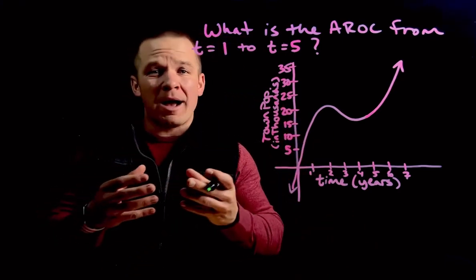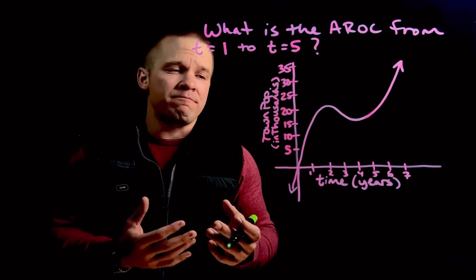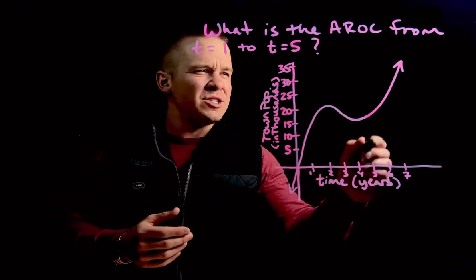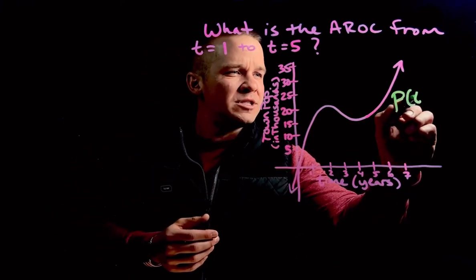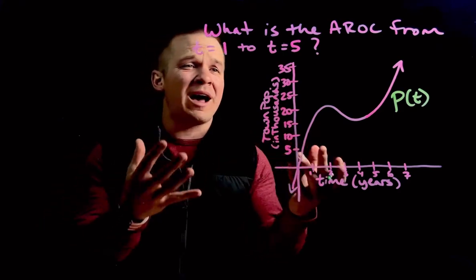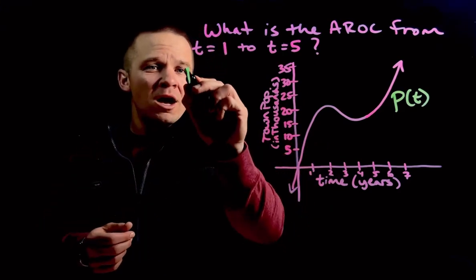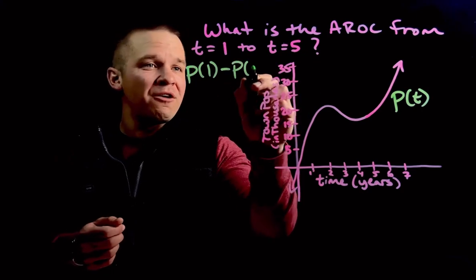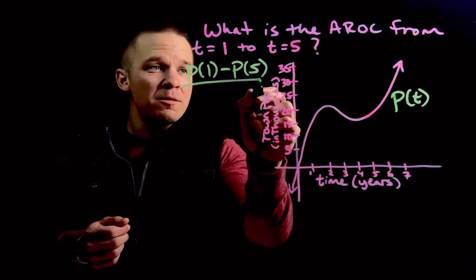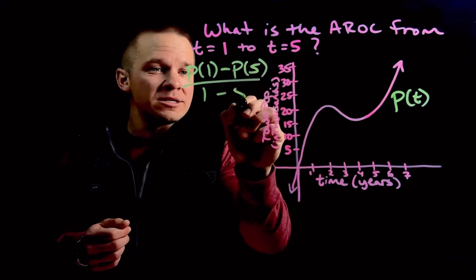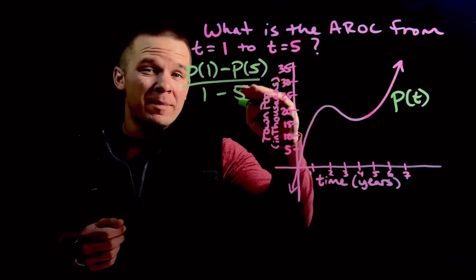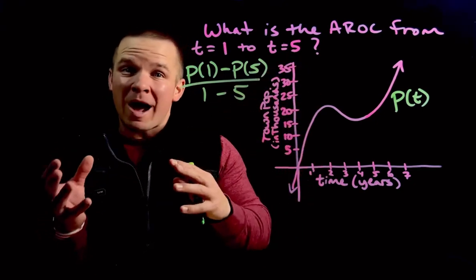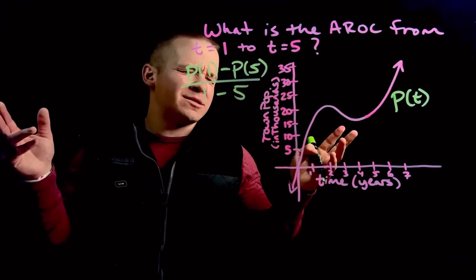Well, my AROC, my average rate of change, that's my slope, right? And if I'm going to write it with function notation, let's go ahead and call this maybe like P of t, the population as a function of time. Well, I'm going to have P of 1 for year 1 minus P of 5 for year 5 divided by 1 minus 5, right? That's my change in y over my change in x. AROC, average rate of change, slope, awesome, America.